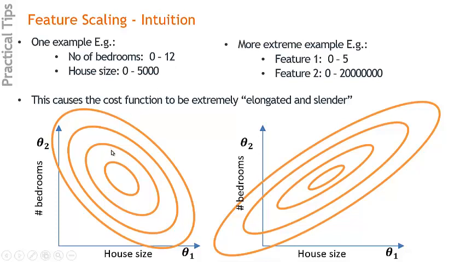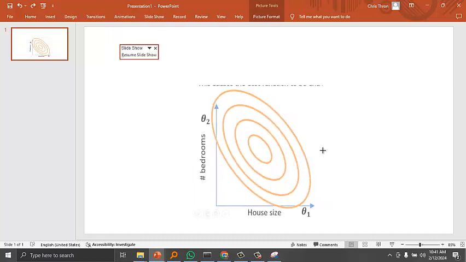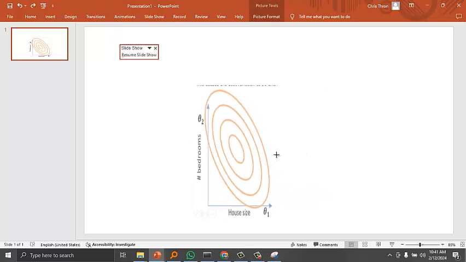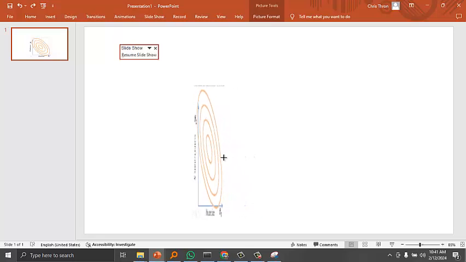Let me do some contortion here to show you more what this cost function would actually look like. Okay, so what I've done is I snipped the cost function and put it in another PowerPoint. A small change in house size produces a big change in the cost function. So that means it becomes steeper in the house size direction. In fact, the function is going to look something like this. Very much like this.